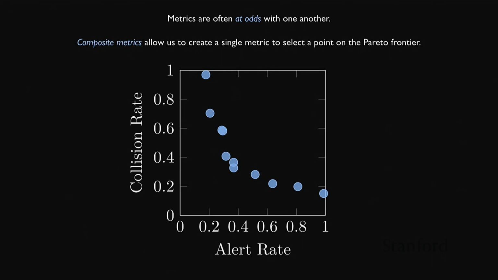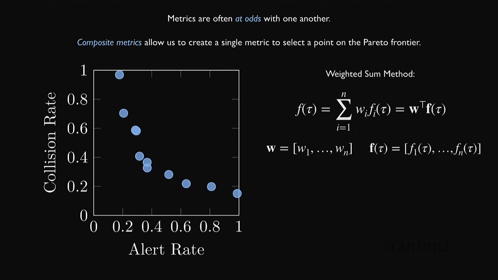Okay, so one type of composite metric is just a weighted sum of all of our individual metrics. We assign relative weights to how much we care about each metric. So how much do we care about collision rate in relation to alert rate? And then we just take the weighted sum to get our composite metric. So for example, here if we had a weight vector where 0.8 is how much we care about collision rate, compared to 0.2 for how much we care about alert rate, we could compute that metric for each point on the Pareto frontier and then select the one that was the highest.